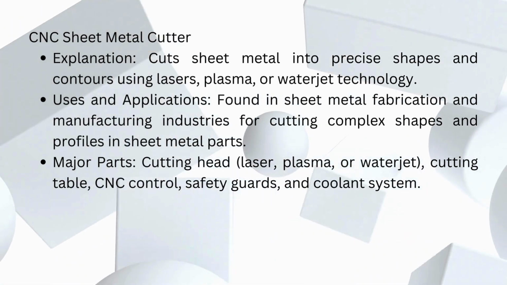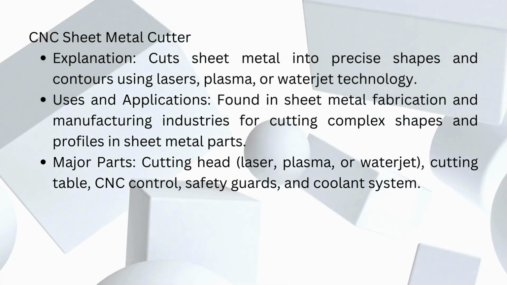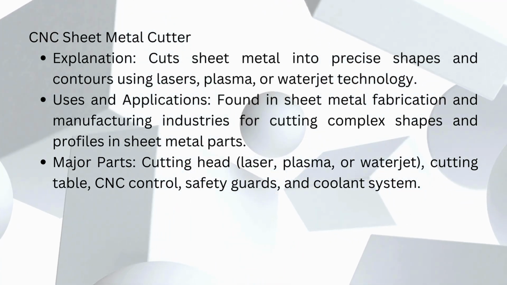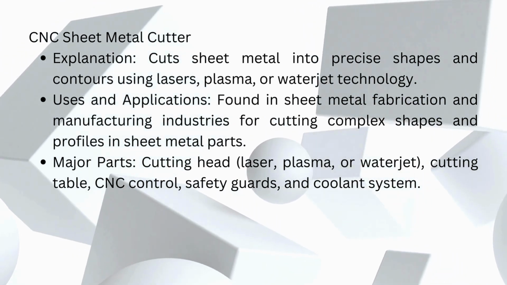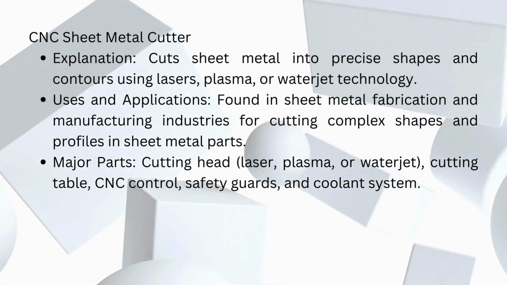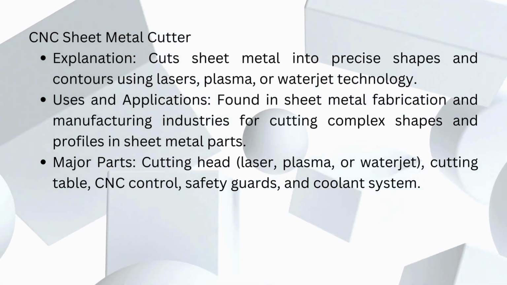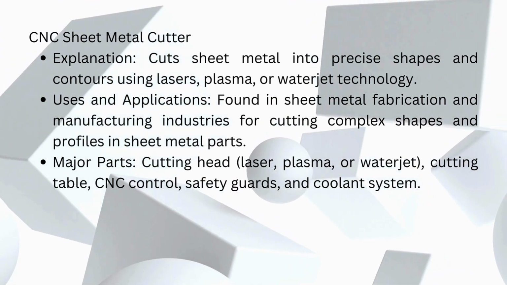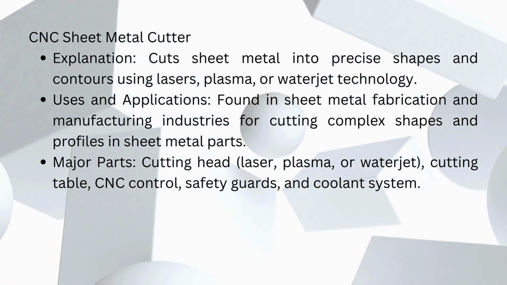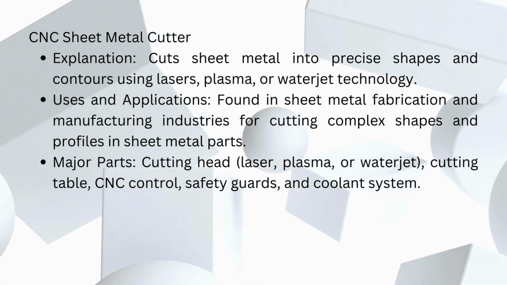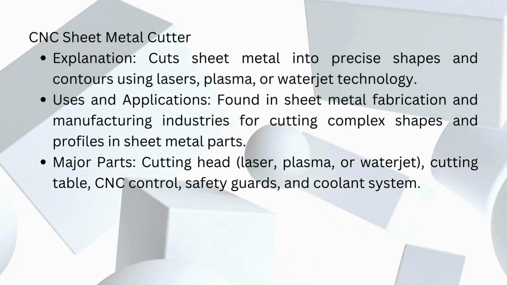CNC sheet metal cutter. Explanation: cuts sheet metal into precise shapes and contours using lasers, plasma, or water jet technology. Uses and applications: found in sheet metal fabrication and manufacturing industries for cutting complex shapes and profiles in sheet metal parts. Major parts: cutting head, laser, plasma, or water jet, cutting table, CNC control, safety guards, and coolant system.